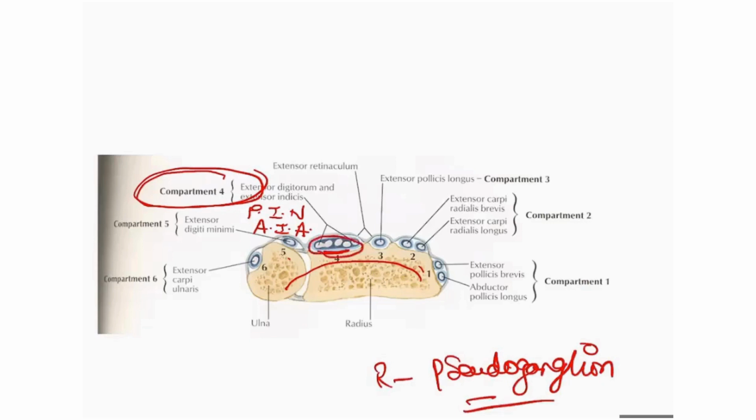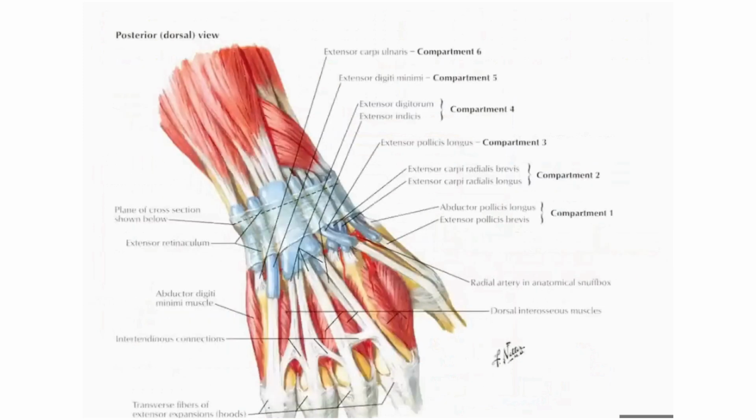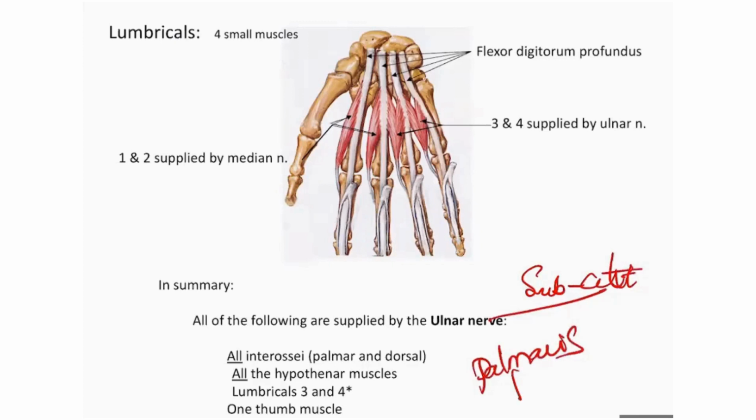Okay, extensor retinaculum. So I completed 2 retinacula. Short muscles of the hand. Am I right? There are 20 muscles in the hand. This eminence is the thenar eminence, 4 muscles. This eminence is the hypothenar eminence. And there is one more muscle, the subcutaneous muscle of the hand, palmaris brevis. Only one subcutaneous muscle, palmaris brevis, which is present on the medial side of the hand.